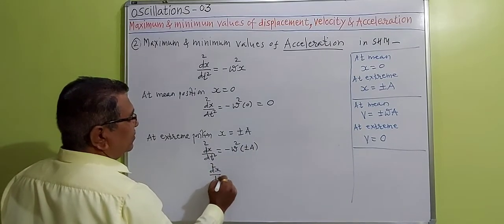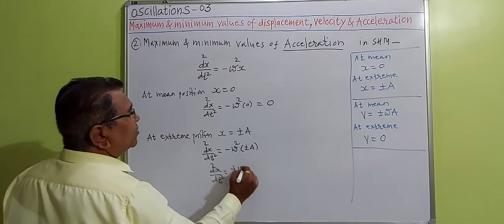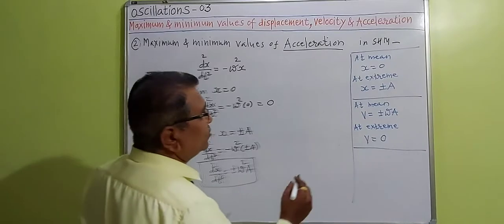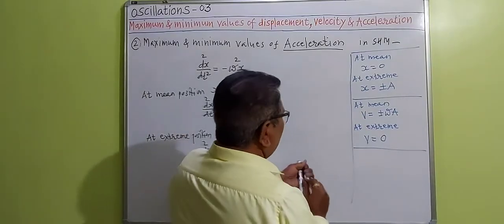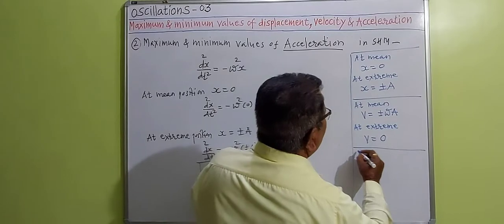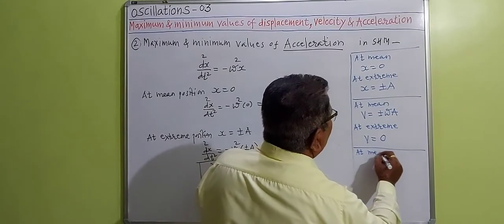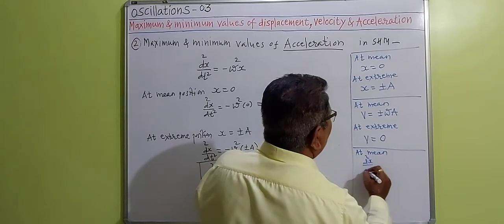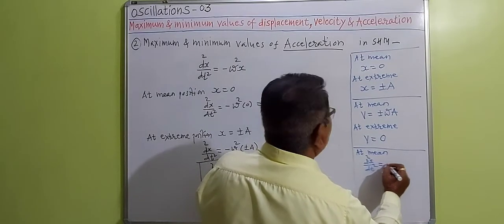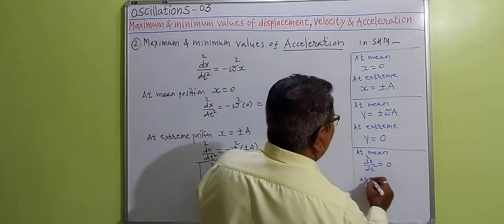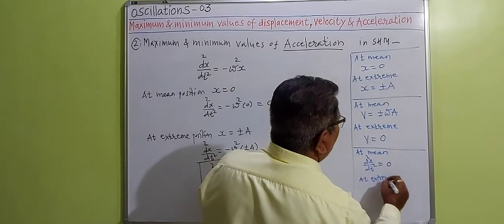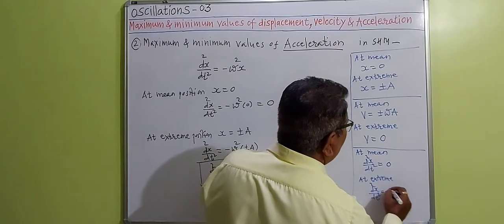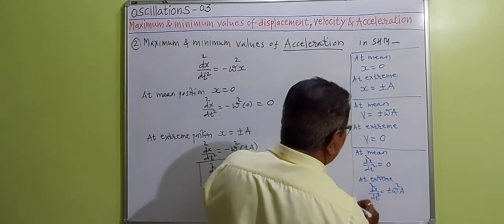d2x by dt square is equal to plus or minus omega square a. This is the value at extreme position. I will write here: at mean position, d2x upon dt square is equal to 0, and at extreme position, d2x by dt square is equal to plus or minus omega square a.